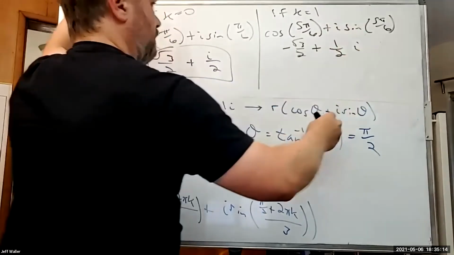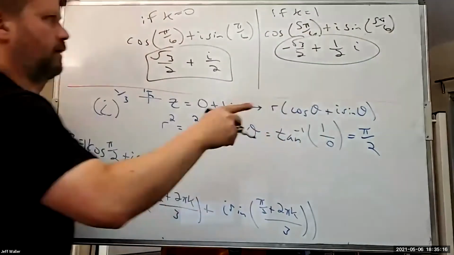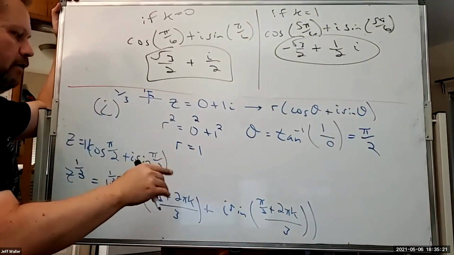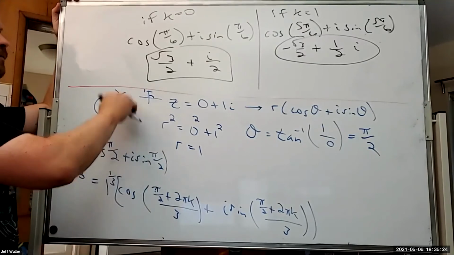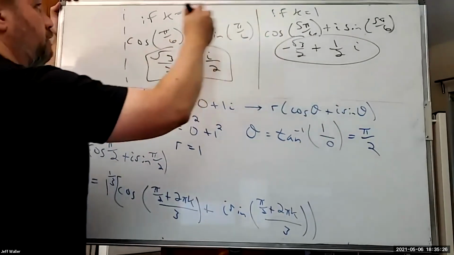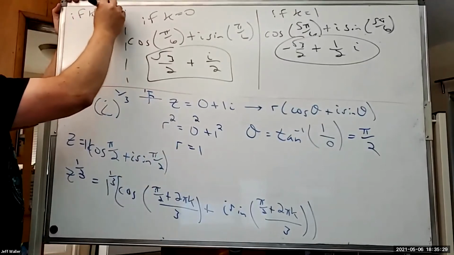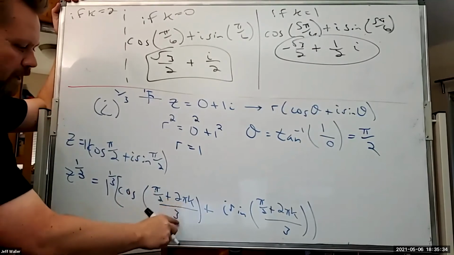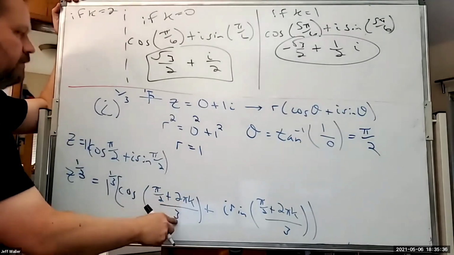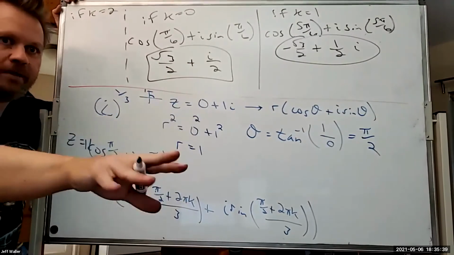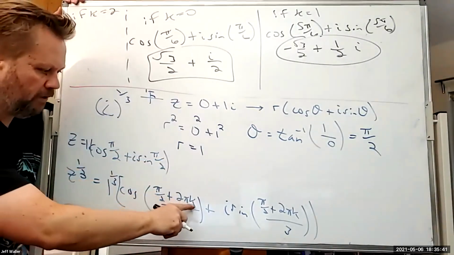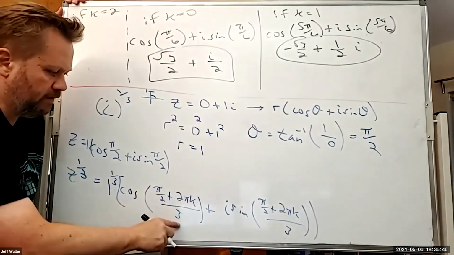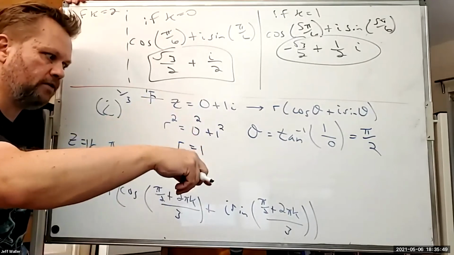And then the last thing, because k goes up to n minus 1, so there's only 1 left to do. If k is 2, then I get pi over 6 plus 4 pi over 3, which is pi over 6 plus 8 pi over 6, which is 9 pi over 6, which is 3 pi over 2. If you put a 2 in here, you get 4 pi over 3, which is 8 pi over 6, plus pi over 6 is 9 pi over 6, which is 3 pi over 2.